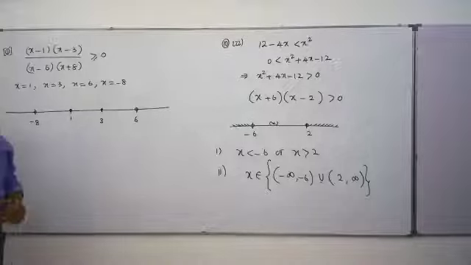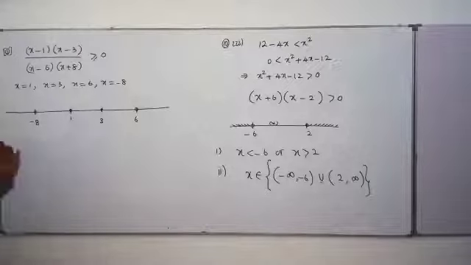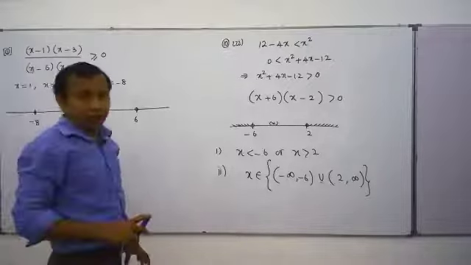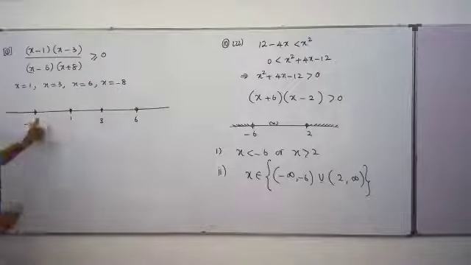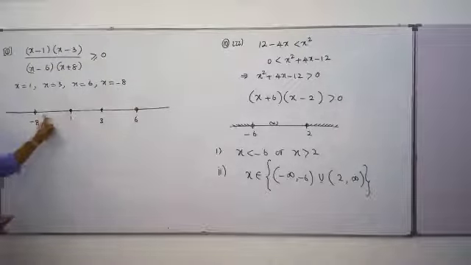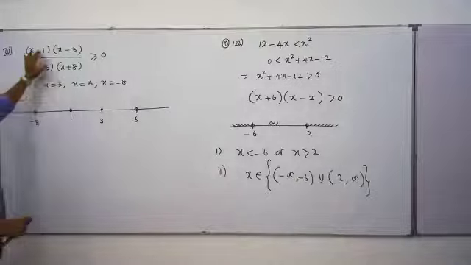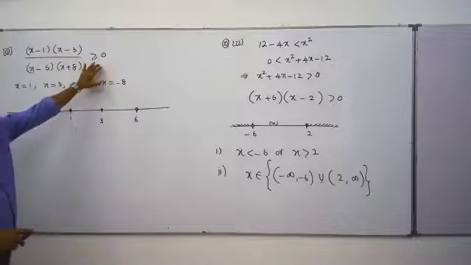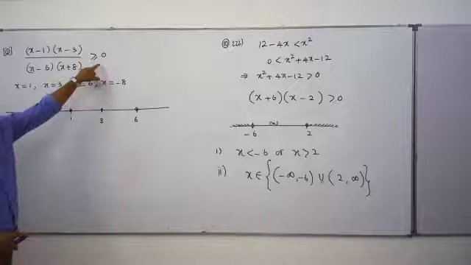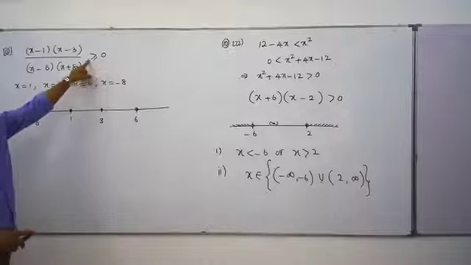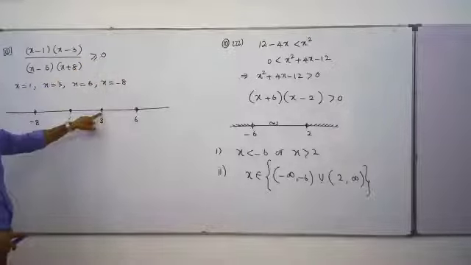Now, as before, select any interval you like, and in that interval, any number you like. I take 0, which is in between minus 8 and 1, so only 0 lies in this interval. I select 0 and put that 0 for every x and check whether this greater than sign is true, because the equal sign we have already considered. That is why we took this 1 and 3.